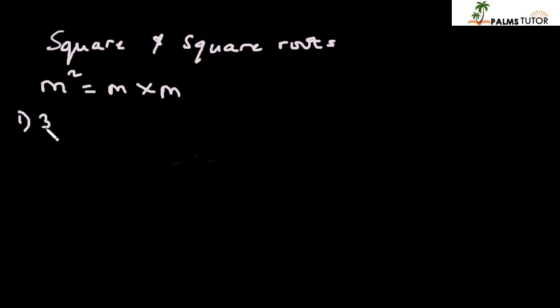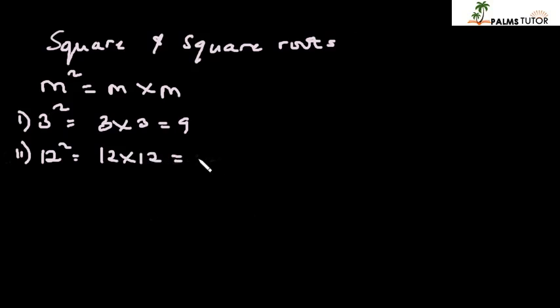Examples: 3 squared equals 3 multiplied by 3, which goes to 9. 12 squared simply means 12 multiplied by 12, which goes to 144. I advise you to know the squares of your perfect squares, at least 0 to 15, offhand for easy calculations. So what do we mean by squared?